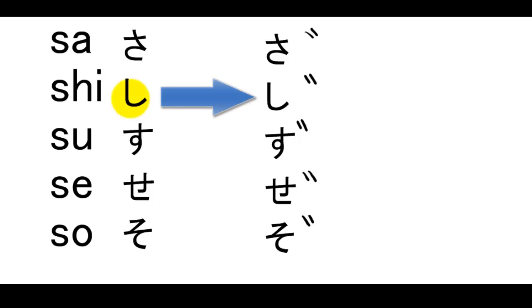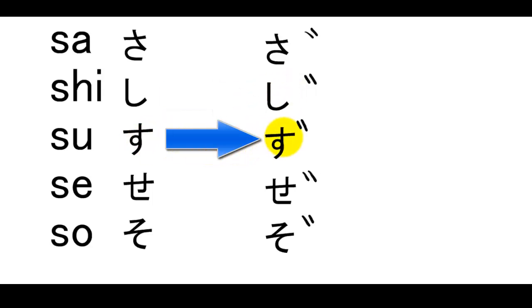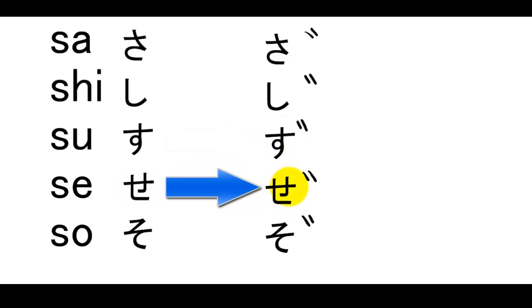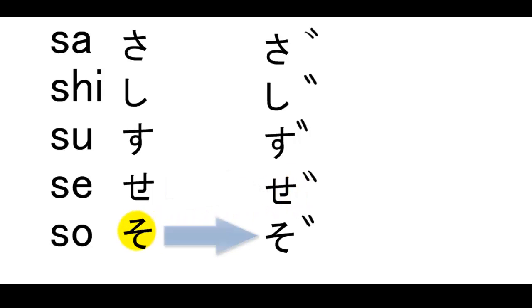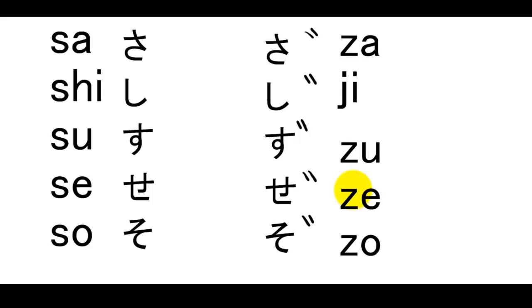Shi. This one's slightly tricky. This one actually comes out as ji. Shi, ji. Su is easier. It becomes zu. Se becomes ze. And so becomes zo. And this is what they look like when you write them in romaji. Here they are. Za. Now this one you need to be a little bit careful of because you write it with a J. Ji, zu, ze, zo.